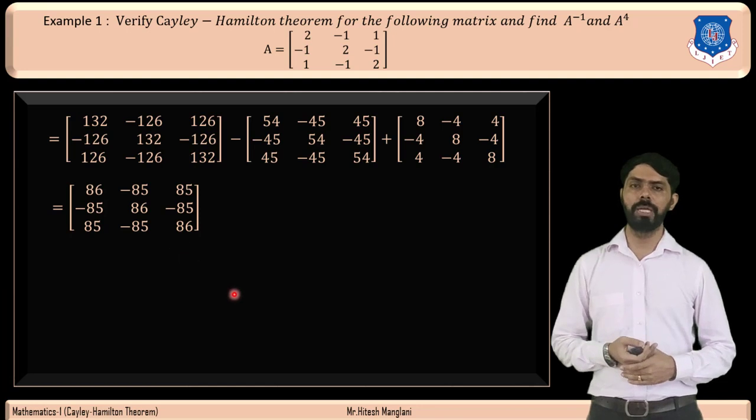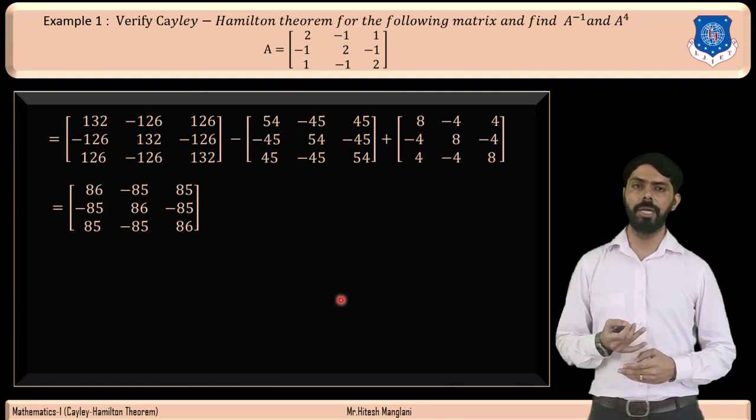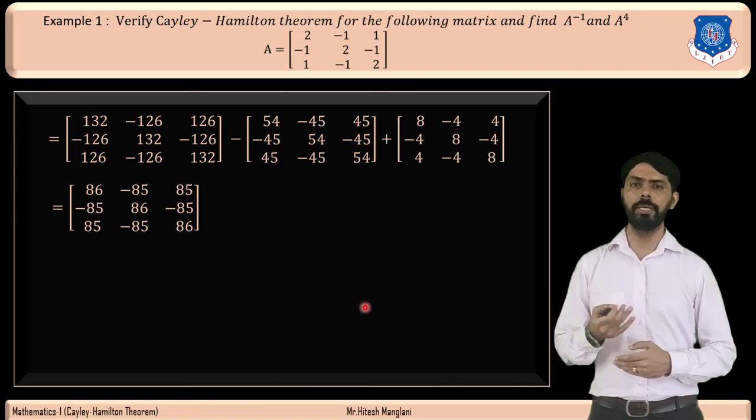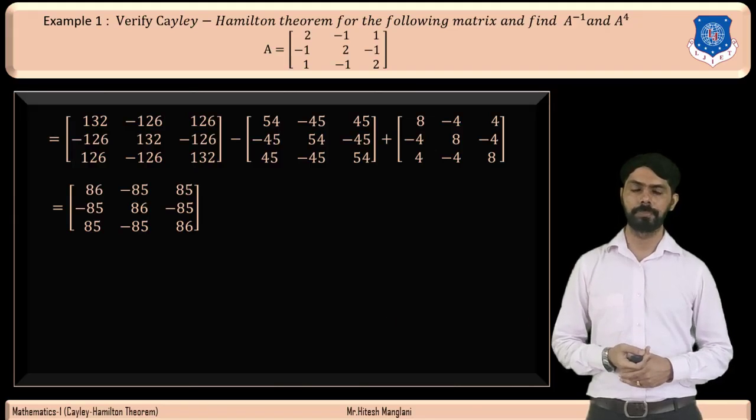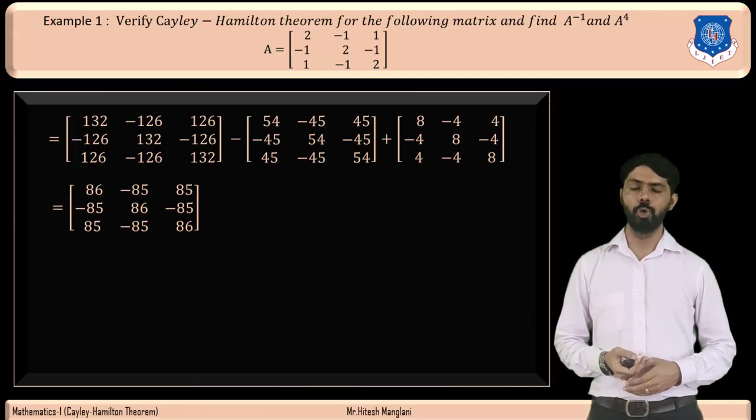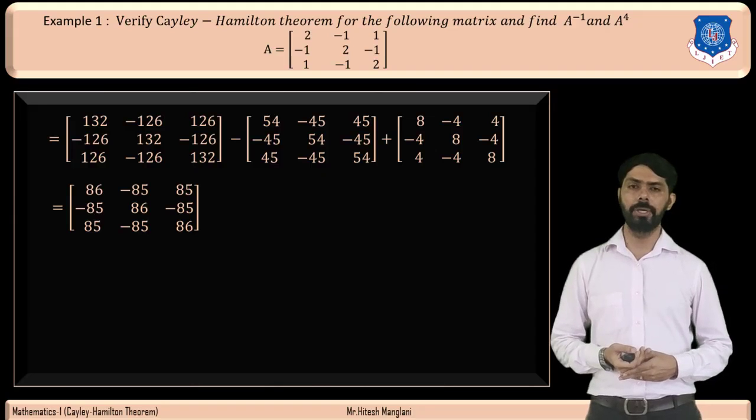So this is how we can find out A inverse and A raised to 4 using the Cayley-Hamilton theorem. In today's lecture, we have discussed the Cayley-Hamilton theorem and one example related to the Cayley-Hamilton theorem.